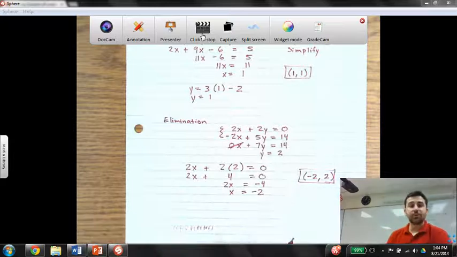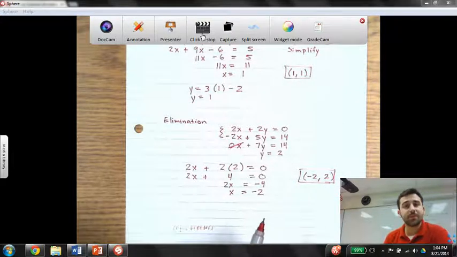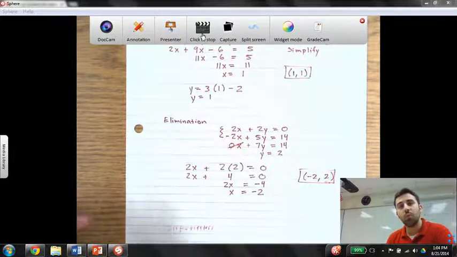Now we've learned how to solve systems of equations by graphing, substitution, and elimination. We're going to practice when to use each method and what's the most efficient way.